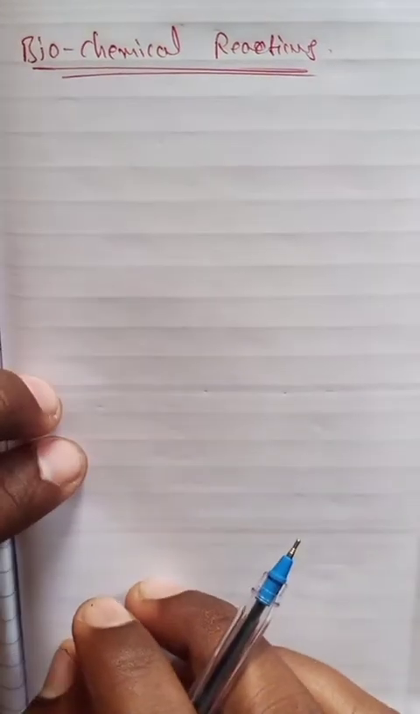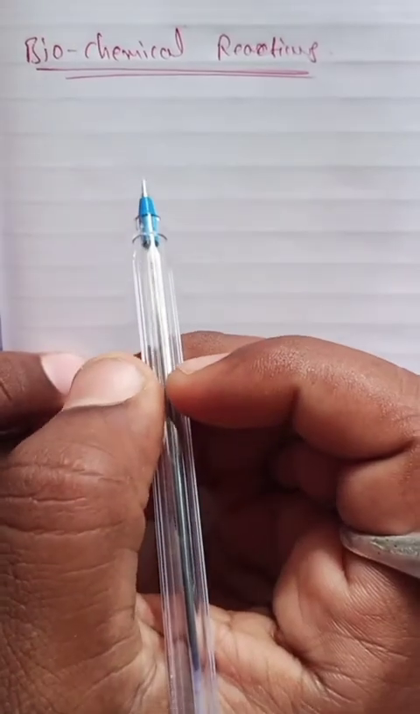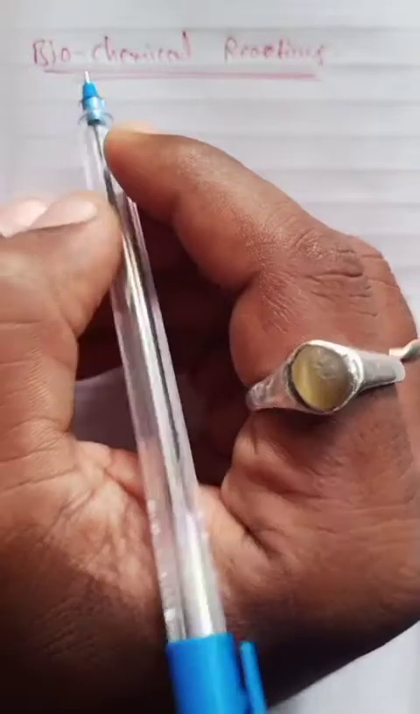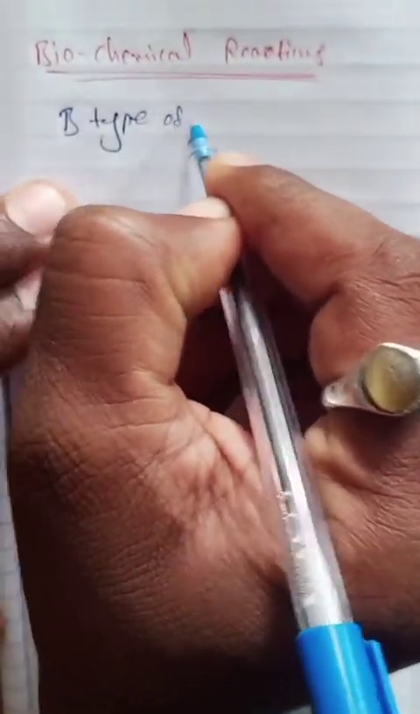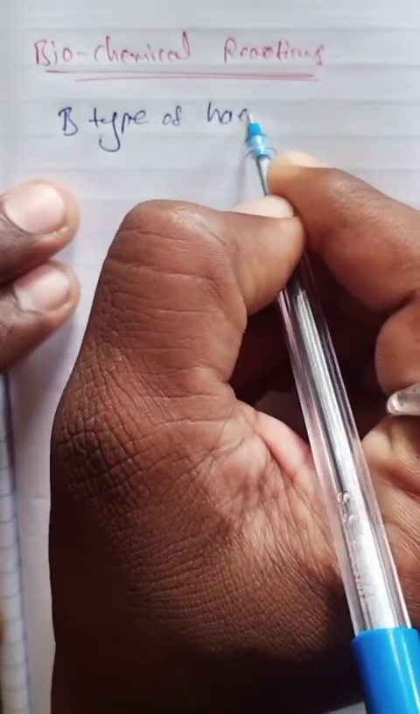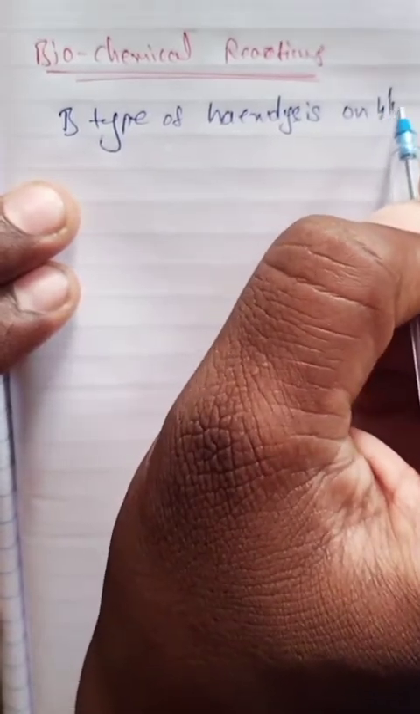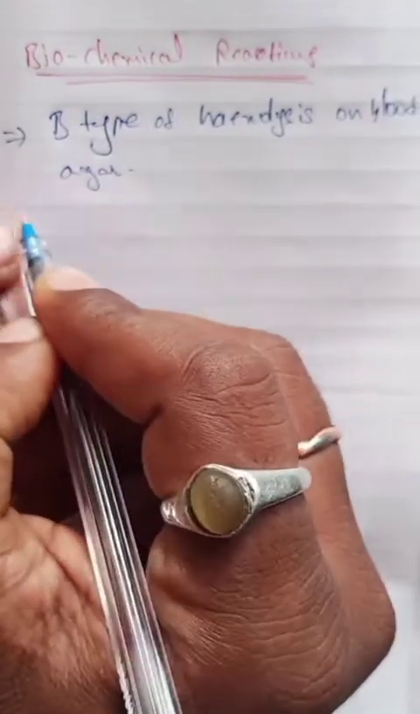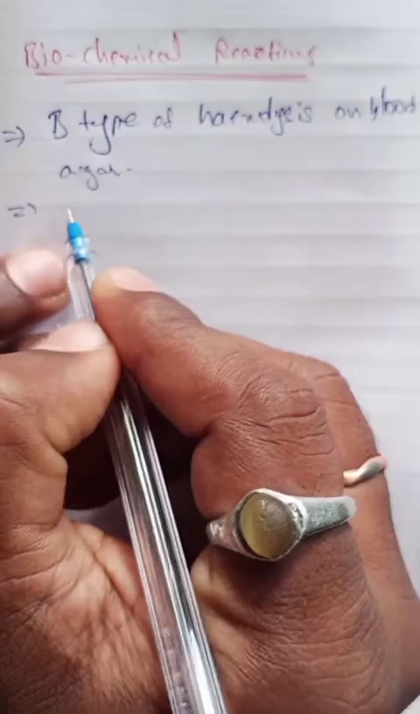The next topic is the biochemical reactions of staphylococci. Staphylococcus is oxidase negative and ferments mannitol sugar. It shows beta hemolysis on blood agar, and it forms golden yellow colonies on nutrient agar.